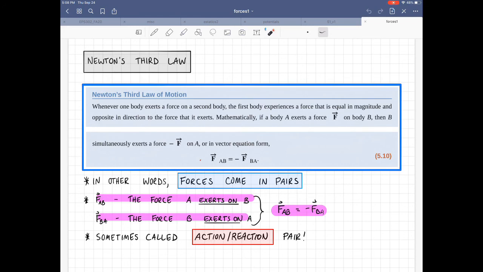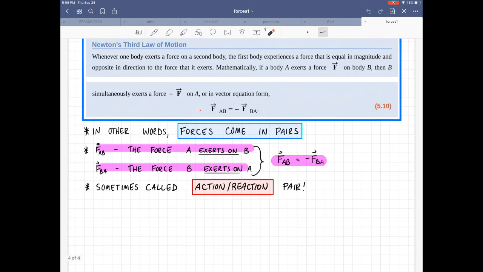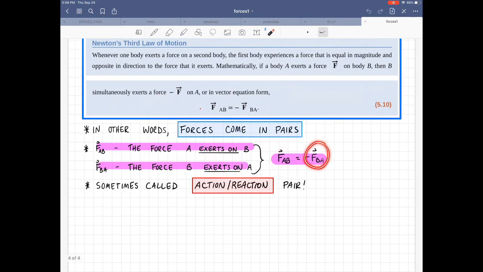And so anytime a force is applied, there is an equal force in the opposite direction applied back on the applying object. So the force A exerts on B, the force B exerts on A, and then FAB equals minus FBA. The minus sign here tells us about the opposite direction. And again, these are often referred to as action-reaction pairs. So you apply a force to the wall, the wall applies a force equal in magnitude back on you.